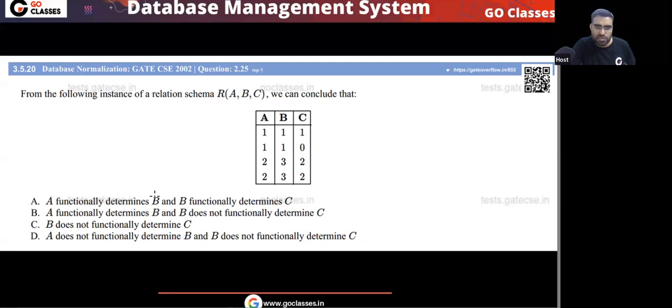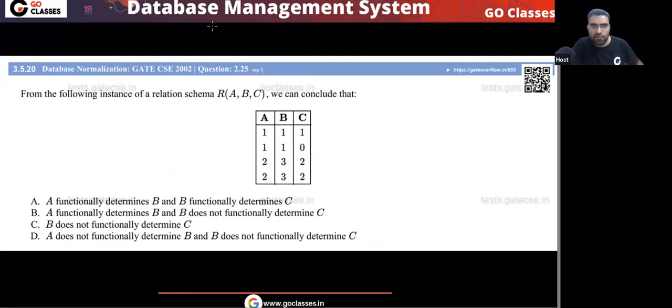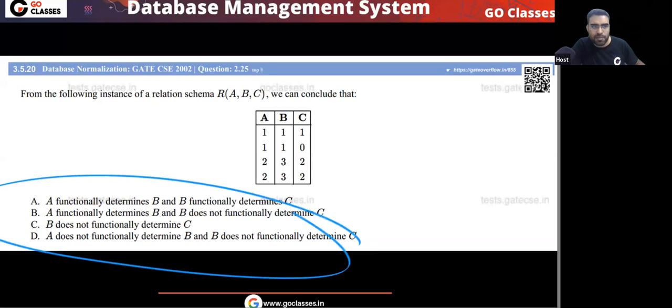Tell me the answer for this question. This is a GATE Computer Science 2002 question. From the following instance, which is given to you of relation schema R(A, B, C), we can conclude which functional dependencies are present.